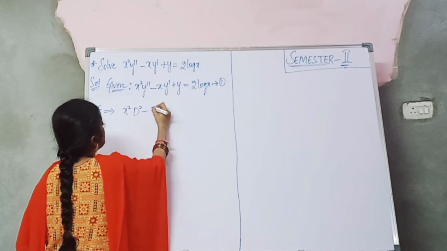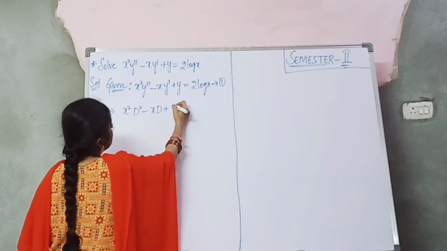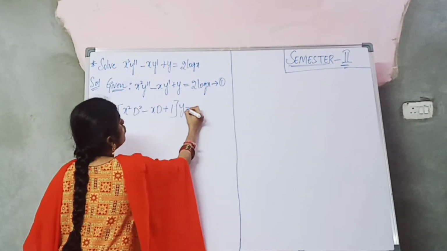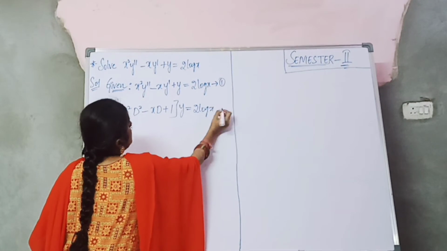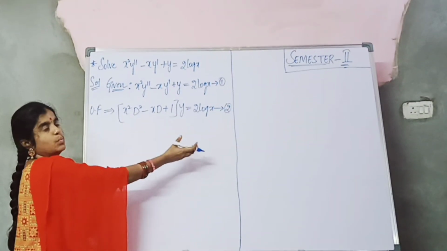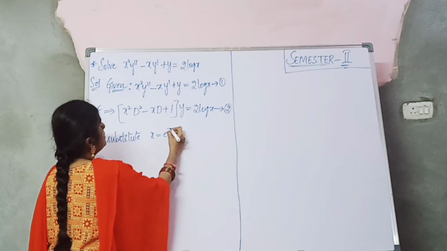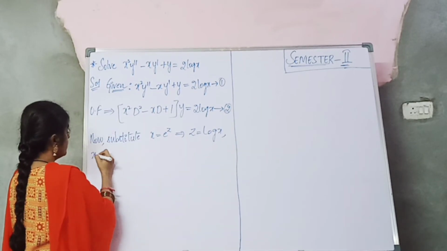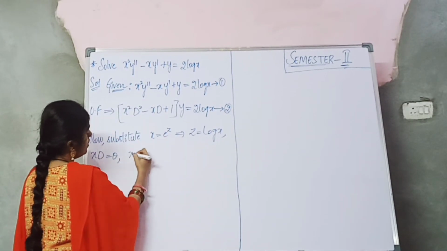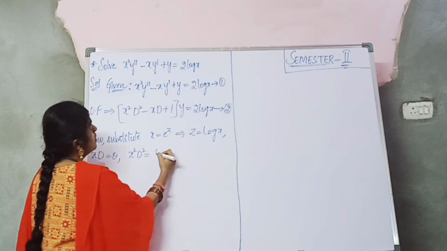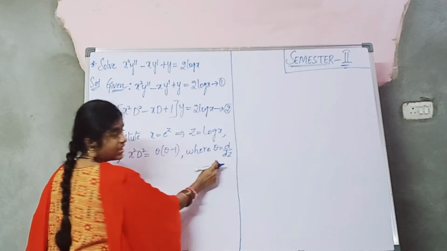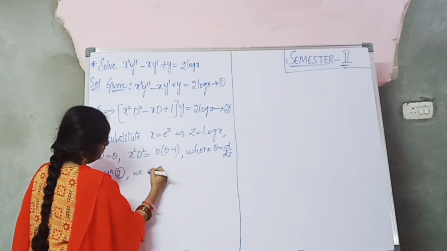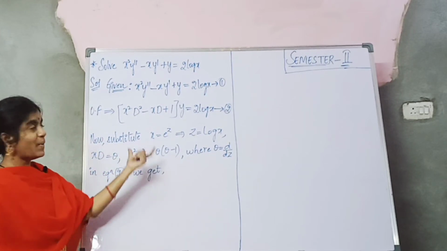(x²D² − xD + 1)y = 2 log x, as it is. Now we are considering this equation as equation 2. Now substitute x = e^z, so that z = log x, xD = θ, x²D² = θ(θ − 1), where θ = d/dz, in equation 2. So we have to substitute all these values in equation 2.